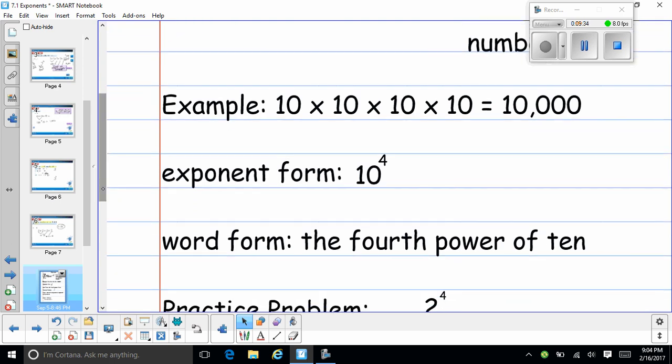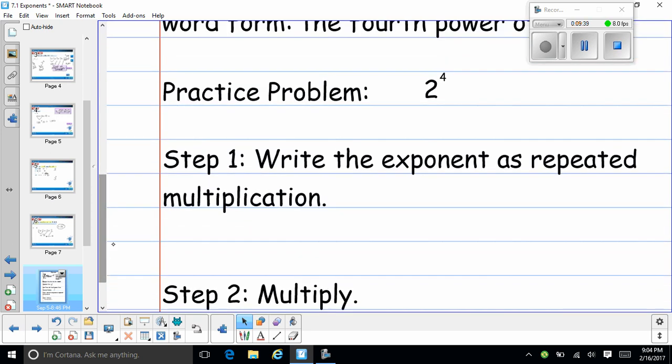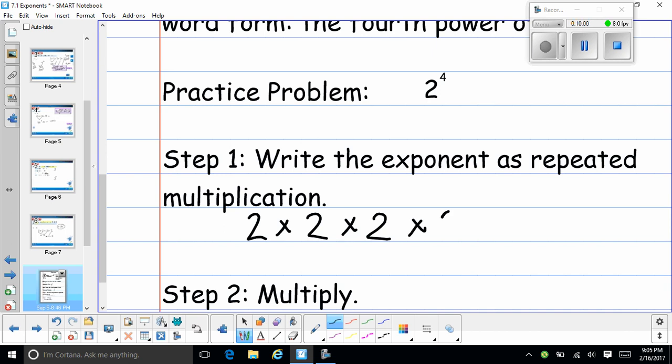All right, lastly, it's actually considered a practice problem. We're going to use the one that we just used in the previous slide. So I have the fourth power of 2. And so step 1 is I'm solving this, or I have to evaluate this, or find the value, is I'm going to use repeated multiplication. And so I'm going to copy down 2 times 2 times 2 times 2, and I'm doing it 4 times because that's what my exponent says. Once you have this copied down, continue to hit play.